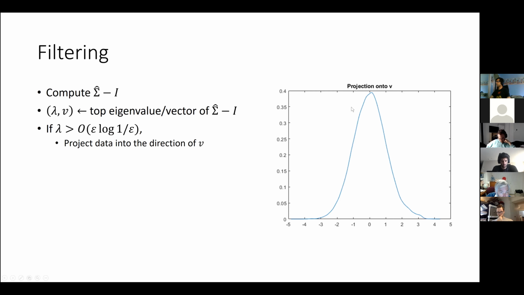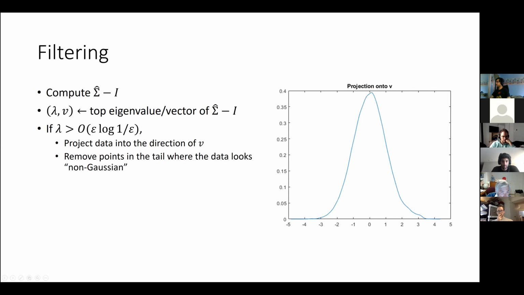And so this is what it looks like. I projected our Gaussian data onto the top eigenvector, and you'll note that a Gaussian, when projected into any one dimension, will look kind of like a Gaussian. The thing is, I told you something interesting must be happening in this direction. So the idea is that we want to remove points in the tail where the Gaussian data looks non-Gaussian.